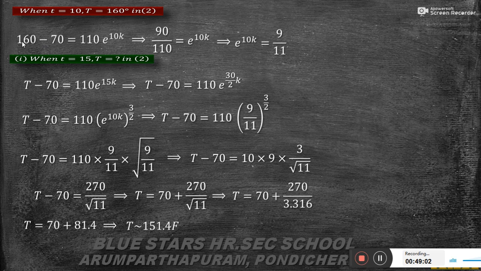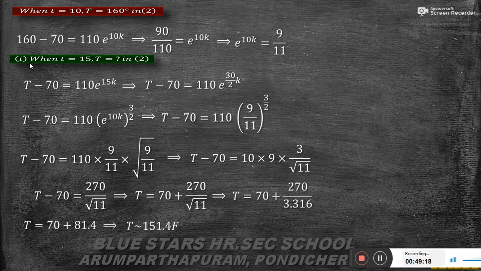So 160 minus 70 equals 110 e power 10k, which implies 90/110 equals e power 10k. So I reverse the equation: e power 10k equals 90/110. The 0 cancels, so 9/11.